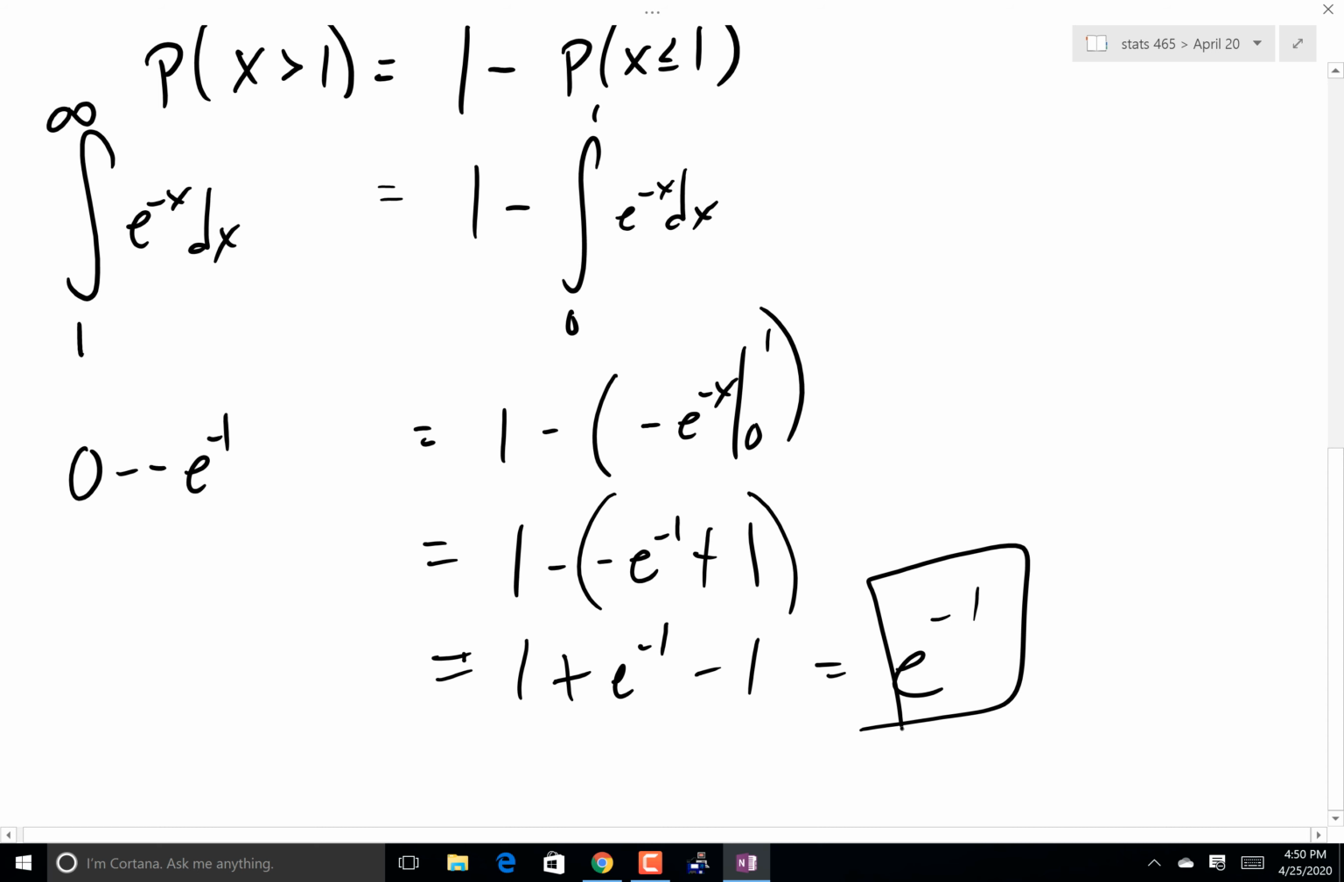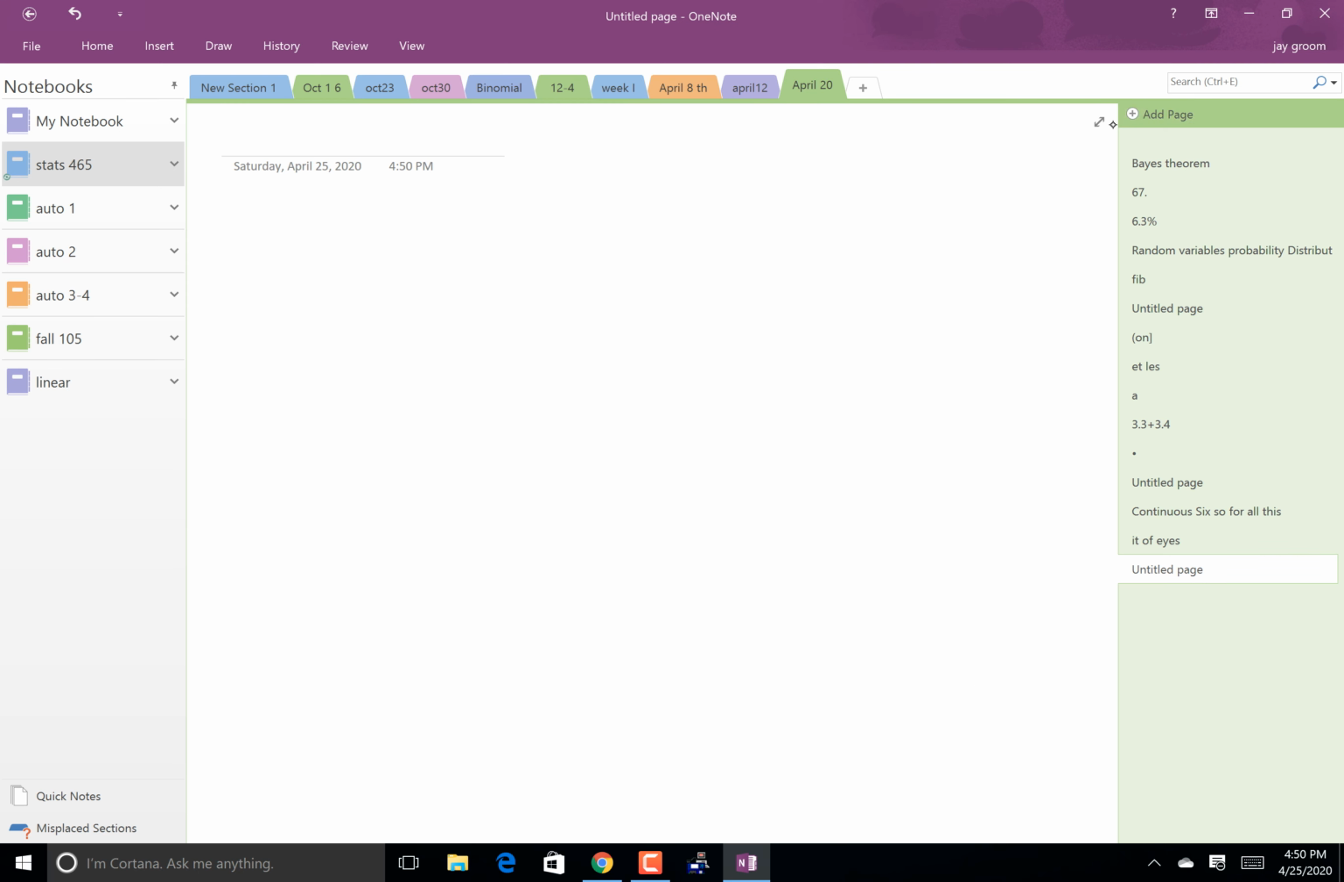Now, had I known that this function was called the exponential function, that is actually a built-in function in Excel. We'll look at that later on. And so the easy way to do that would just be to do 1 minus this CDF function. Okay, it's pretty straightforward though, pretty easy to do.